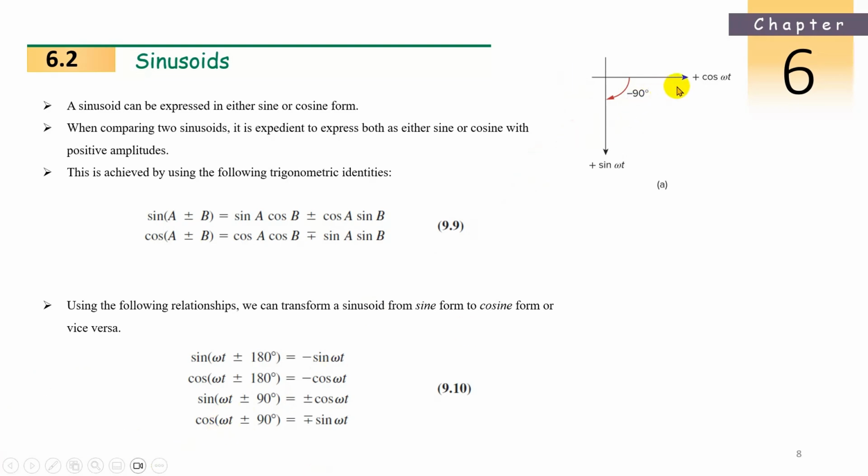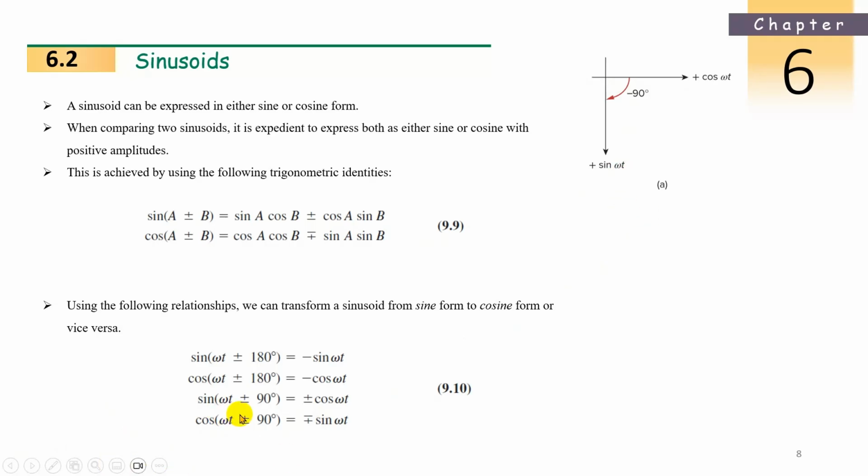Now, cos omega t. Now here cos is the reference. It will be easy to understand now. What is cos omega t? Plus cos omega t is there. Now, I am adding minus 90, cos omega t minus 90. See here, second one, cos omega t minus 90 degrees. What am I getting here? Plus sin omega t. See, this is the plus sin omega t.